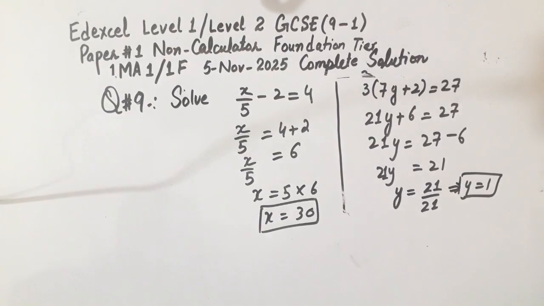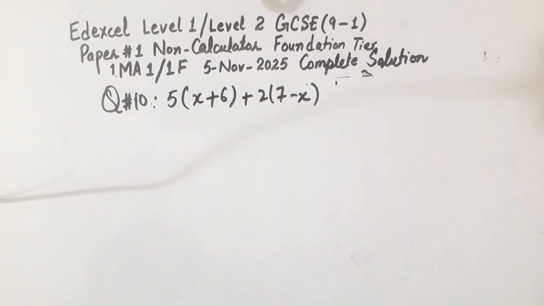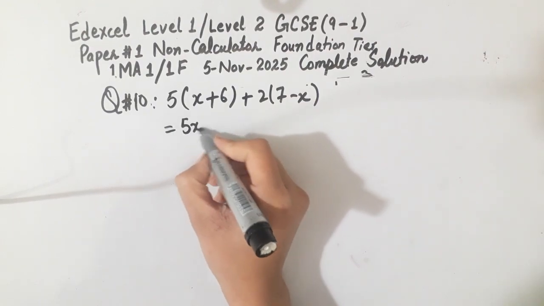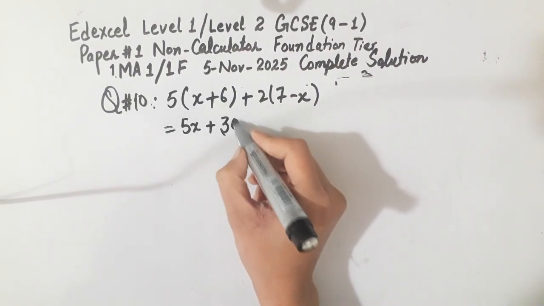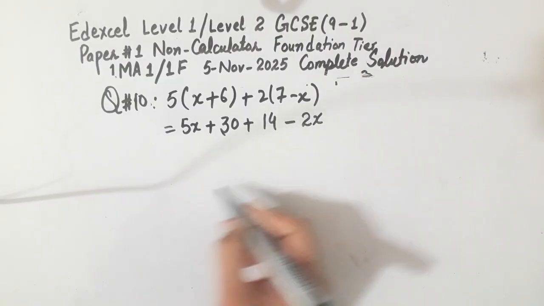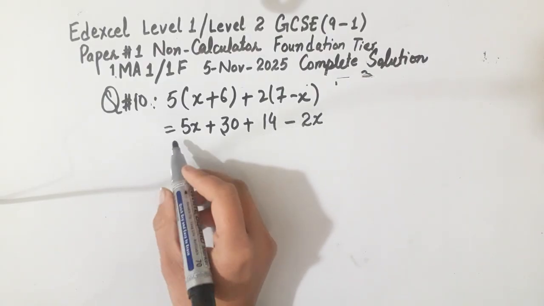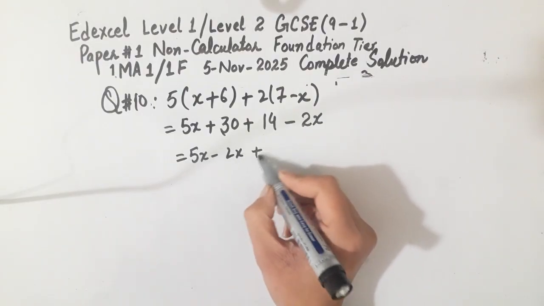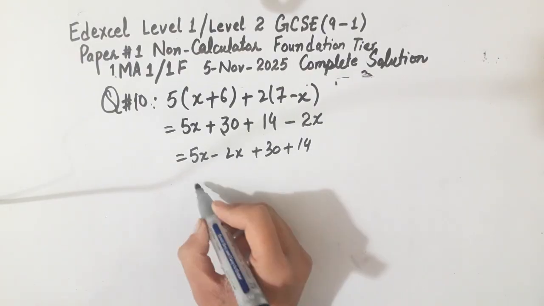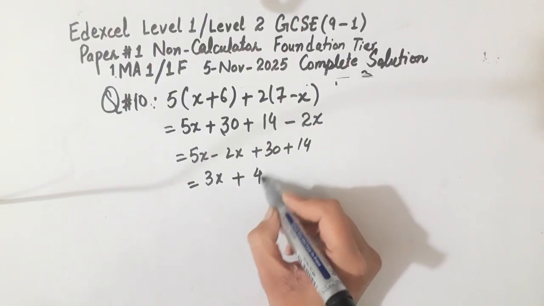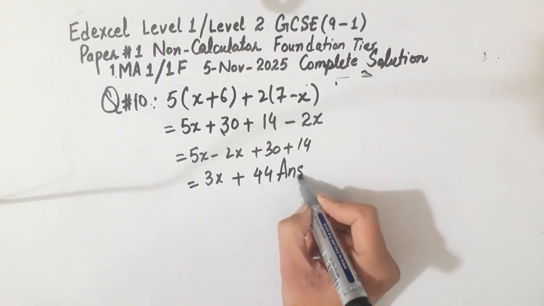Now we will solve the next question. Now we will solve this as, first of all, multiply 5 into x, this is 5x, plus 5 into 6 is 30, plus 2 into 7 is 14, minus 2 of x. So 5x minus 2x will be 3x. So 3 of x plus 44, this will be the answer.